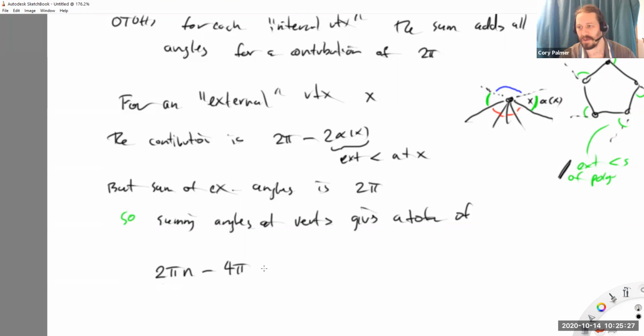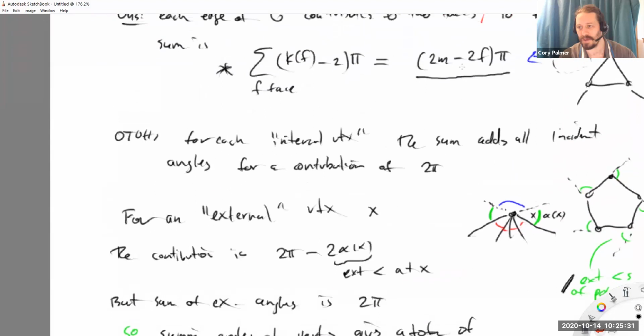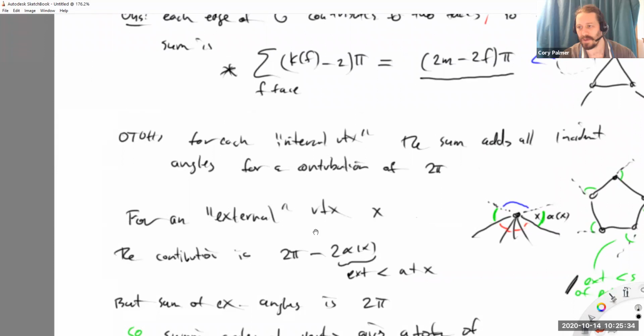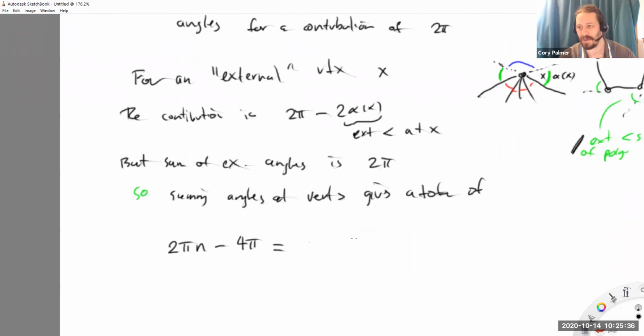So the sum of the angles by vertex is this, and the sum of the angles by edge is this, 2m minus 2f times pi. And now we're done here. Divide both sides by 2 pi, and we get our equation. This becomes 2. These cancel. You have n minus m plus f equals this 2 that is left over. And that's the end of the proof.